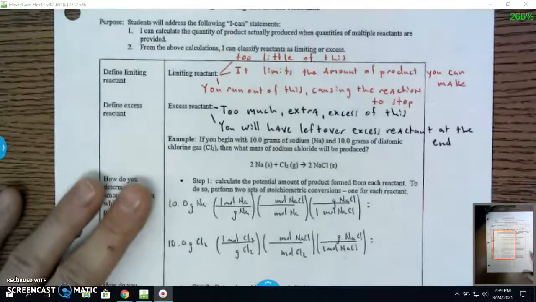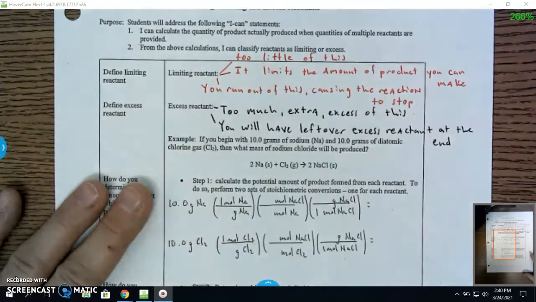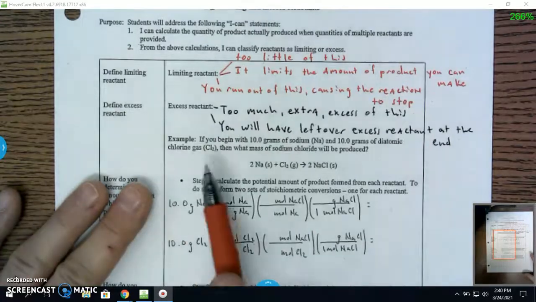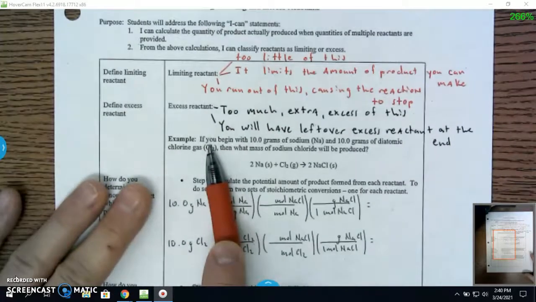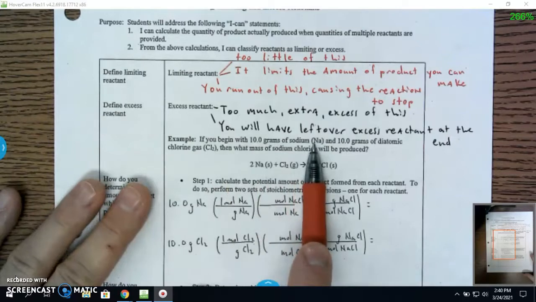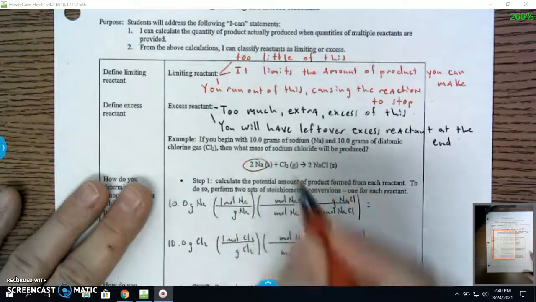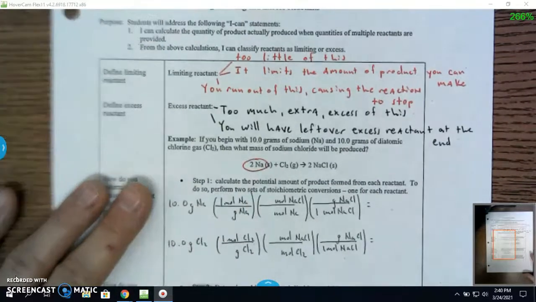First thing I'm going to do is emphasize a couple of problem-solving strategies as we read this example. These are recycled problem-solving strategies that we've used in the past. Start by reading the question. It says, if you begin with 10 grams of sodium. Remember, when you read a given number, unit, and chemical, you immediately drop down to the balanced equation and circle the chemical and the coefficient.